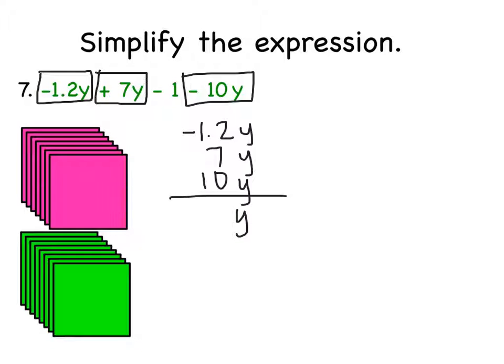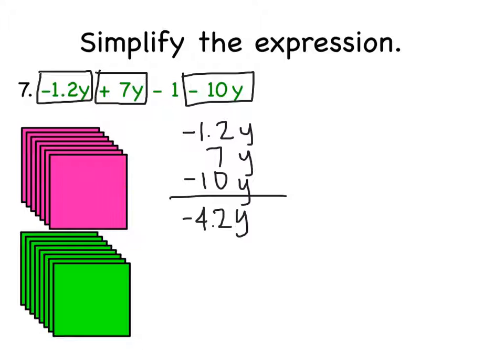Okay? And make sure that you note that both 1.2 and 10 are both negative. When I typed those up into my calculator, I got negative 4.2y. And that makes sense, because if I have negative 10 and 7, those added together would be negative 3. And then I'm going to add in 1.2 more negatives.